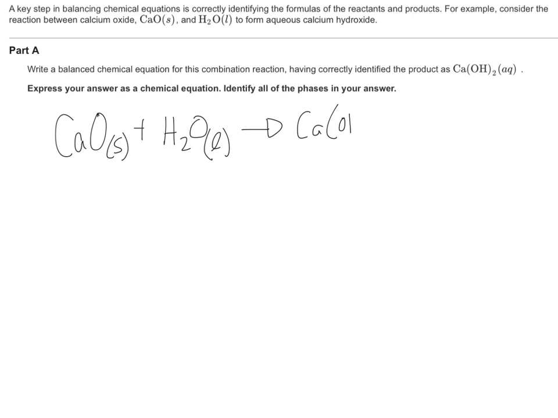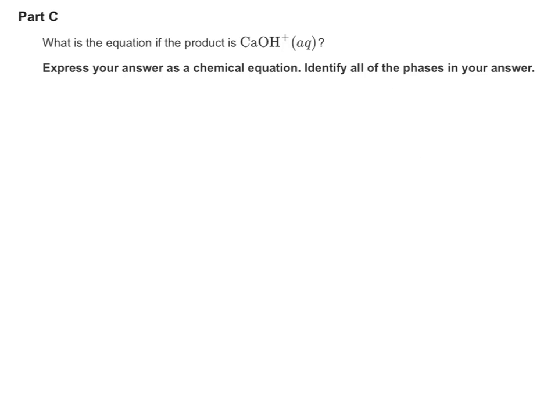It says in the question, express your answer as a chemical equation and identify all phases in your answer. So that's the solid, the liquid, and the gas, sorry, not the gas, but the aqueous solution for the calcium hydroxide. And you're told that in the problem part up here, calcium hydroxide, aqueous. And so I think that should already be a balanced equation, and there shouldn't be anything more to part A.